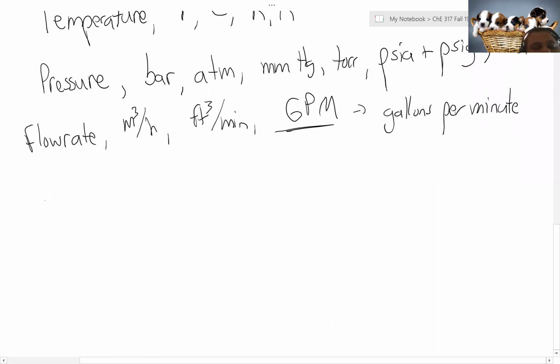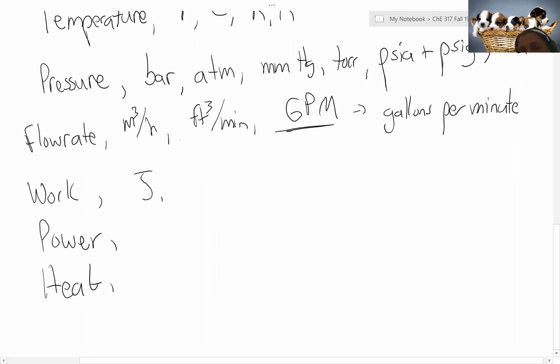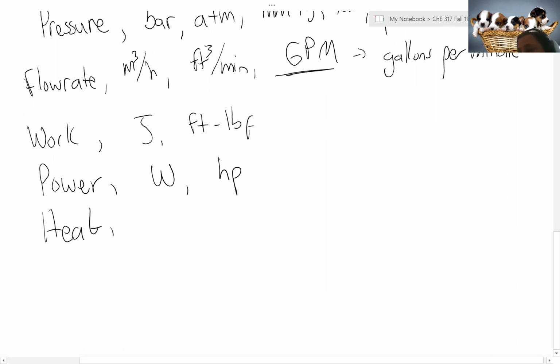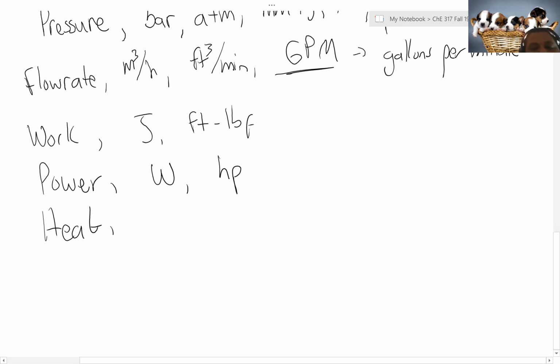We'll also talk about work and power and heat. So work, looking at joules or foot-pound forces. Power, we're looking at watts or horsepower. And heat is also a form of power, looking at watts again, or because the English are frustrating, BTU, which stands for British thermal units.